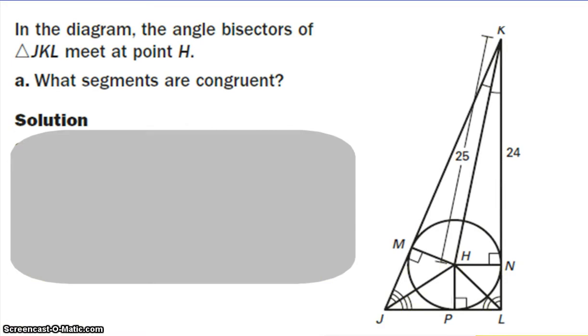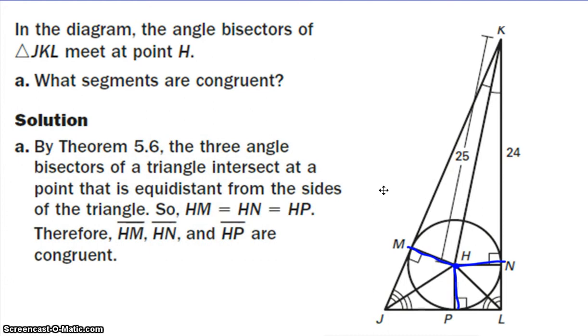Alright, so let's take a look. Here it says we have the angle bisectors and they meet at point H. Which segments are congruent? Now, looking at the circle, I won't always be given the circle inside of the triangle, so you need to learn to not rely on that. I have HN, HP, and HM because I know that from the incenter to all the opposite sides, they are congruent in length. So delete that. There we go.